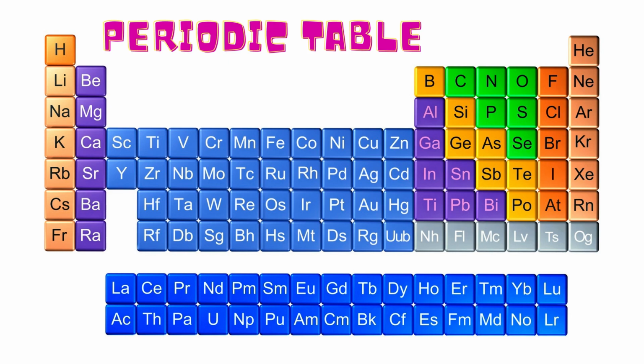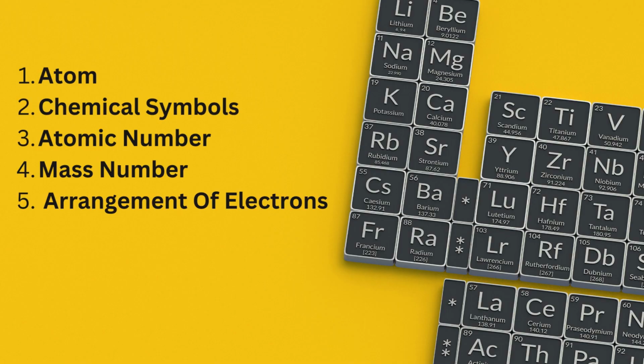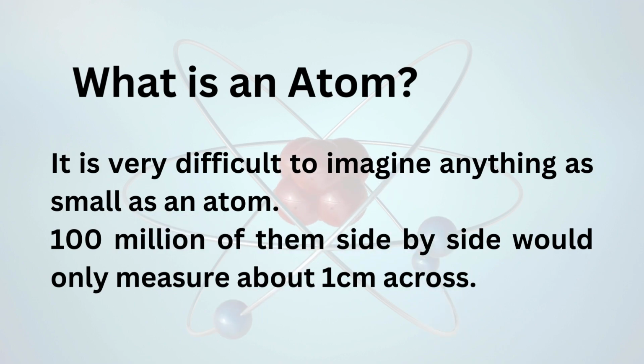Dear students, in this video we will learn about the periodic table. Before starting to learn about the periodic table, first we should familiarize ourselves with the following terms. These are atom, chemical symbols, atomic number, mass number, and arrangement of electrons. So, what is an atom?